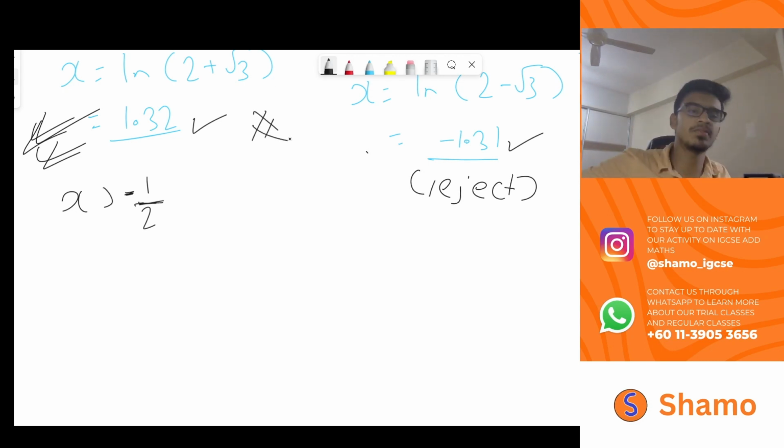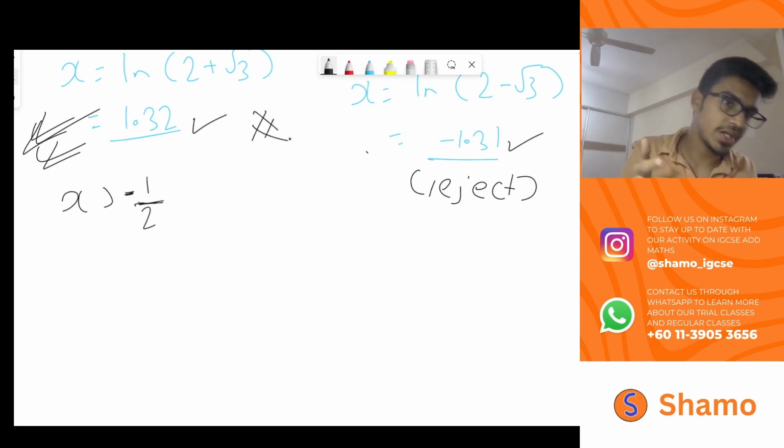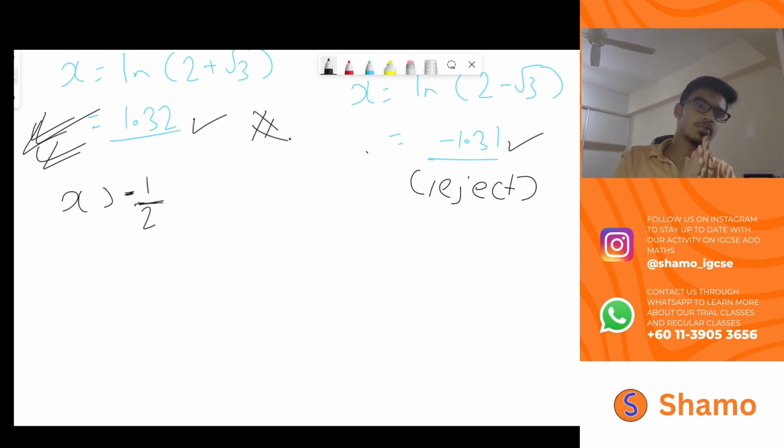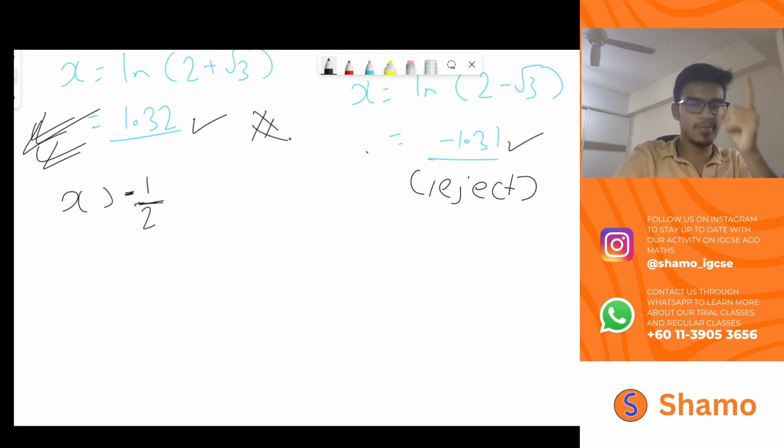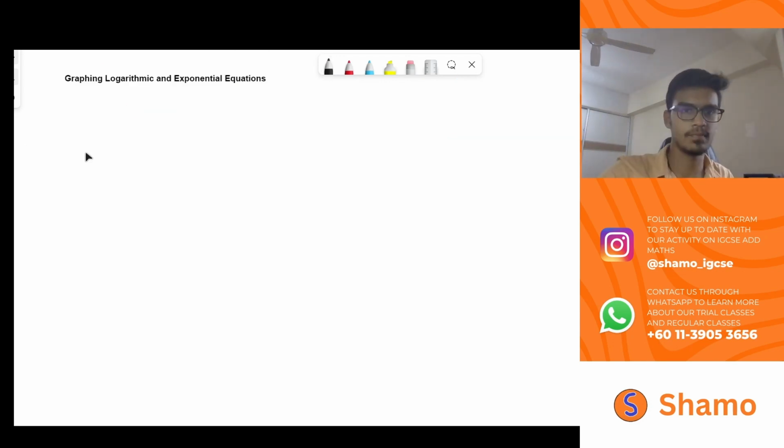Okay, so that was a question which required composite functions as well as some knowledge of inverse functions. You might also be required to know the fact that the domain of f is the range of f inverse. You might also need to know that, so practice a few questions on that too. Now let's move on to the last subchapter, which is the graphs of logarithmic and exponential functions.